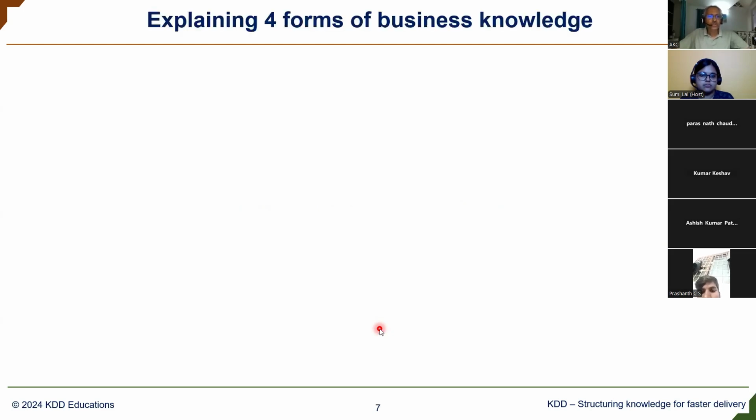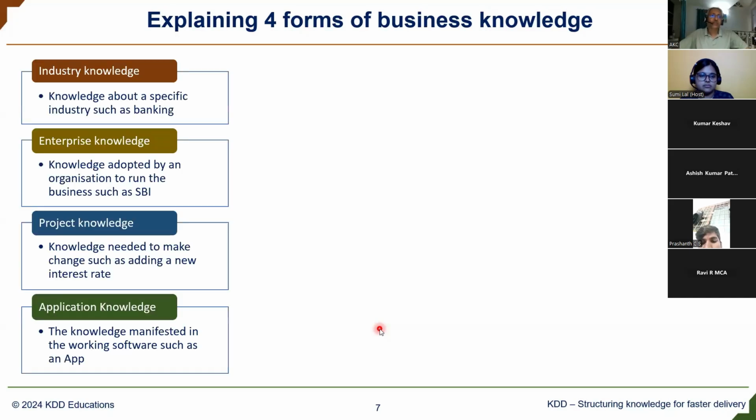So let's jump in: what is this business knowledge? While we talked about industry knowledge, let's try to understand it a little better. When we say business knowledge, what do we mean? Business knowledge typically comes in 4 forms, and to understand business knowledge, we'll have to understand all these 4 forms, which we deal with. First and foremost is the industry knowledge.